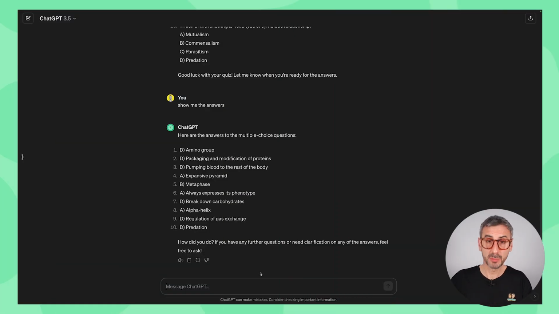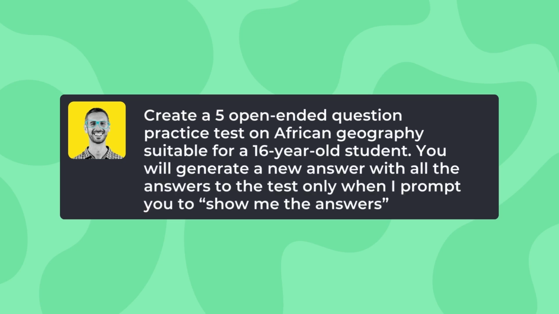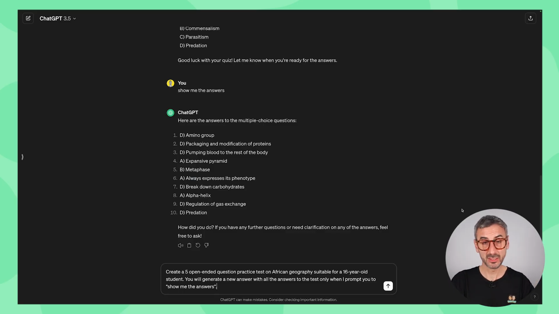So not multiple answer questions, but questions that will require me to start typing and start creating sentences, all right? So the prompt is this one. Create a 5 open-ended question practice test on African geography suitable for a 16-year-old student. You will generate a new answer with all the answers to the test only when I prompt you to show me the answers, okay? So here, I am a 16-year-old studying African geography.